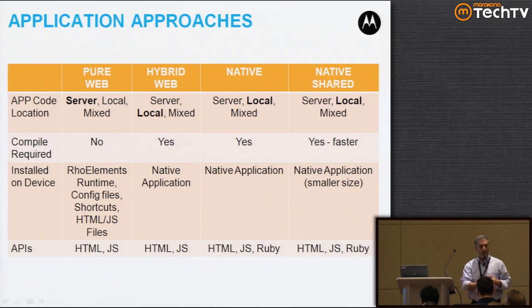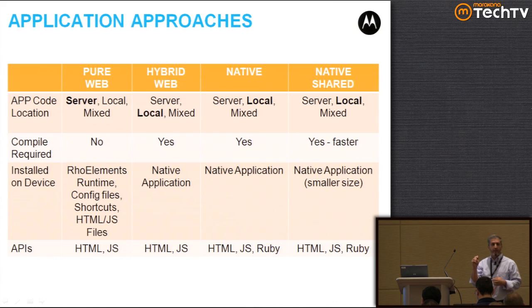Today, we give you RhoElements version 1, which you install on a device. You don't need to compile anything. You just need to point it to HTML code, and we provide HTML and JavaScript APIs to hook into device capabilities, as well as HTML5 features.